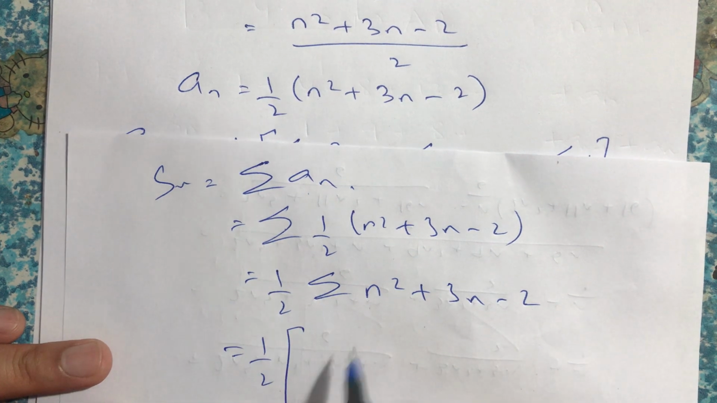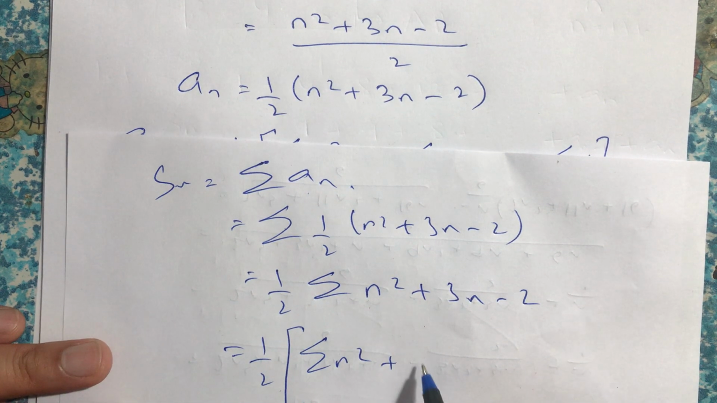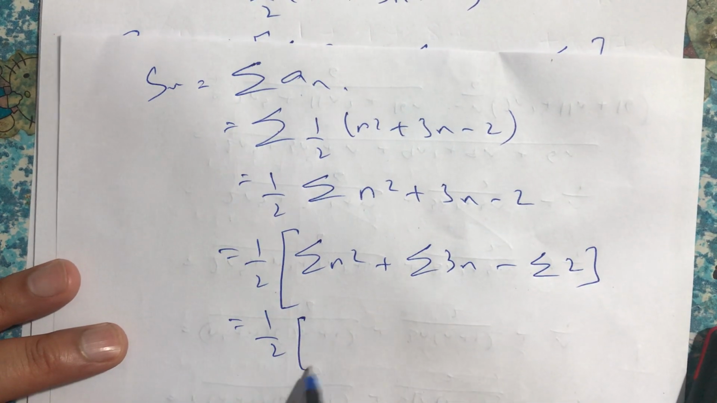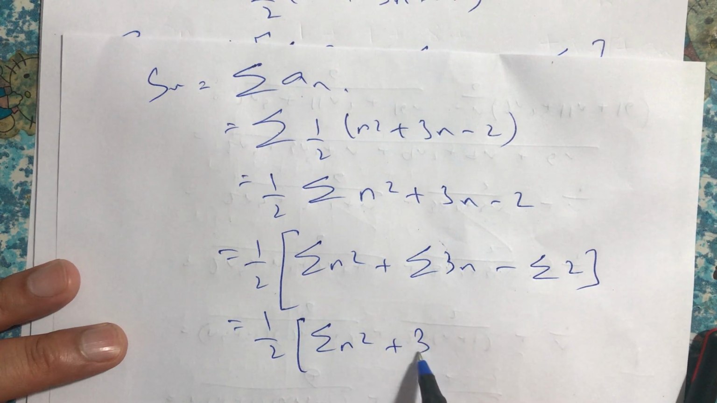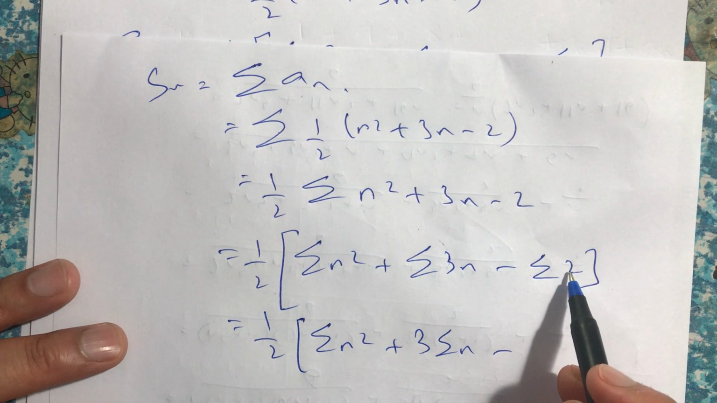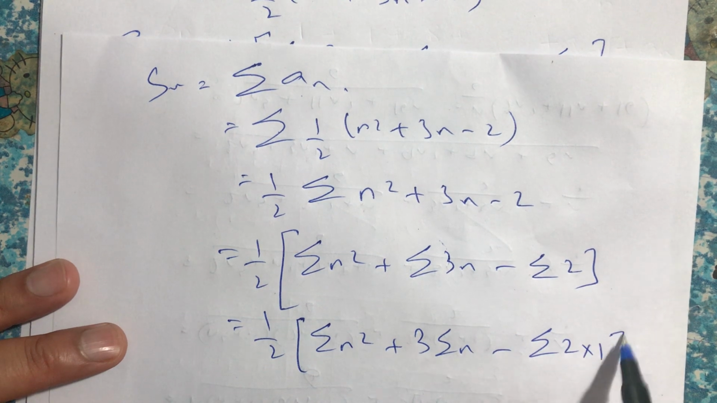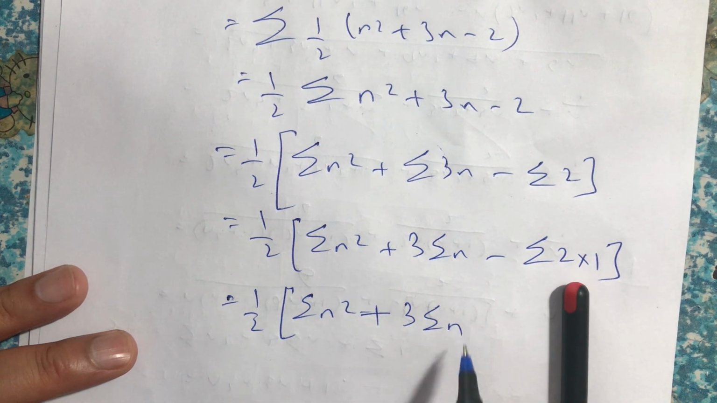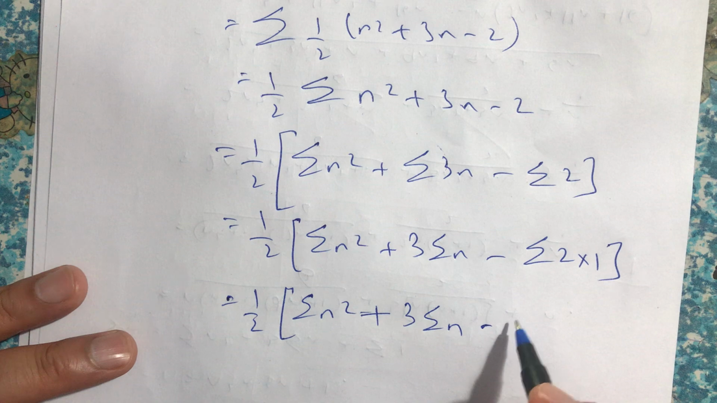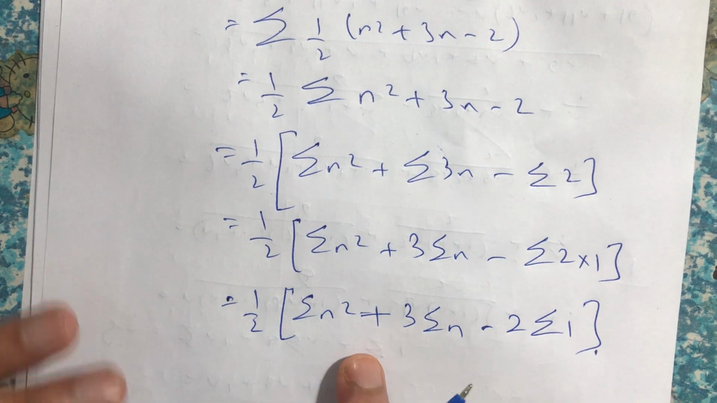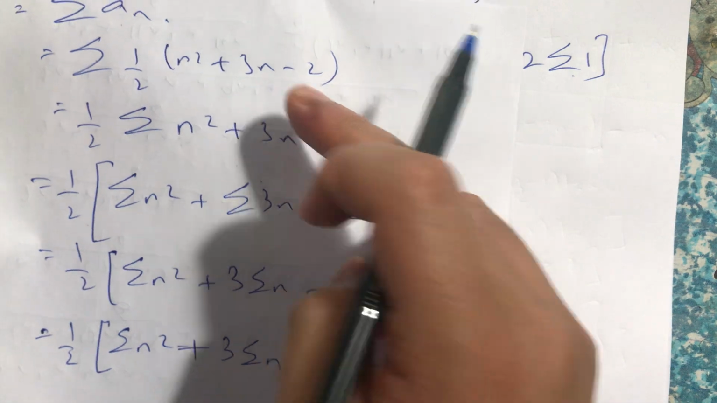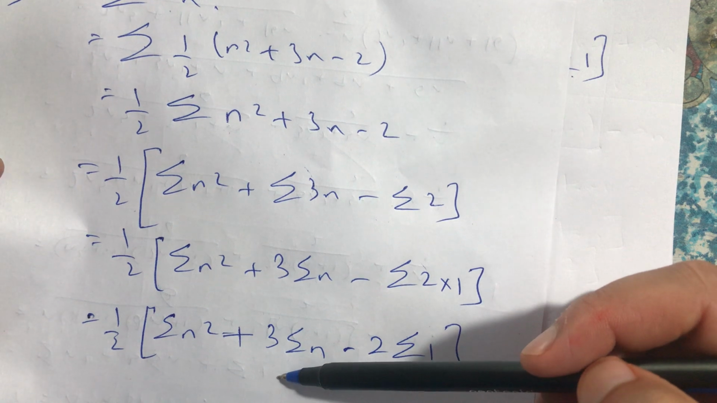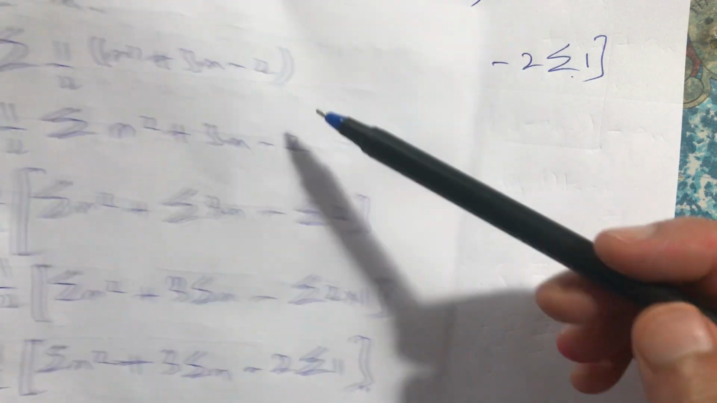Then again, I can individually do the summation of n squared plus the summation of 3n minus the summation of 2, and then what will happen? Half, and then the summation of n squared as it is, the constants come out. If I have only numbers, I can write it as 2 into 1. This is already done, but if anyone feels you forgot, this is how we do it. We take out the 2 common. All these steps were discussed in the previous tutorial, but if you want, this is how we go ahead and get the formula of the sum when an is given.